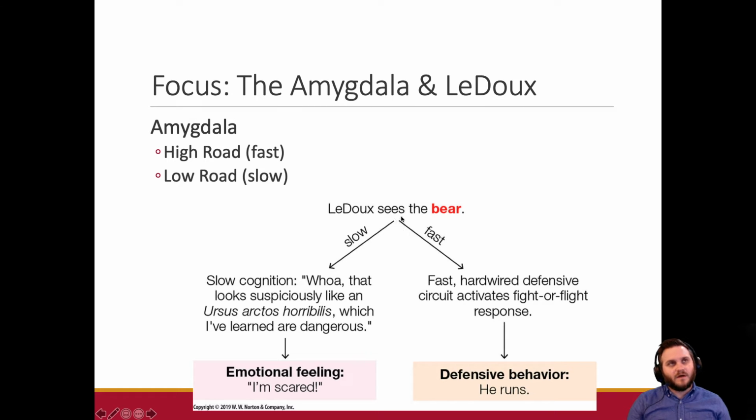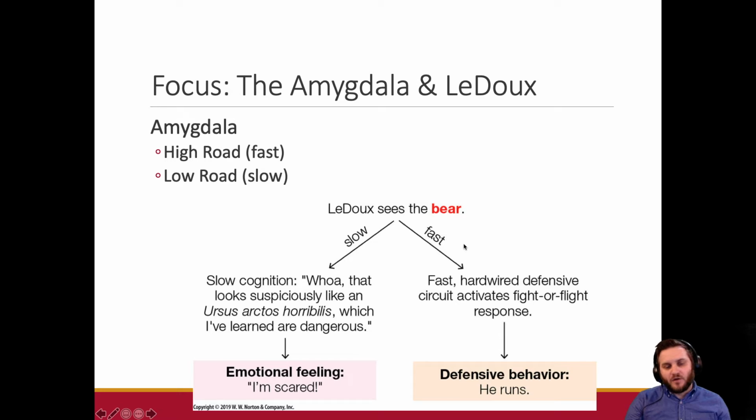continuing example of the researcher seeing the bear, right? And he said that there's a high road, which is fast, and a low road, which is slow, okay? The high road and the low road have to do with essentially where they are in the brain. So high road being dorsal, low road being ventral. And so then we take the slow and the fast. So this is the low road over here, and this is the fast road, okay?